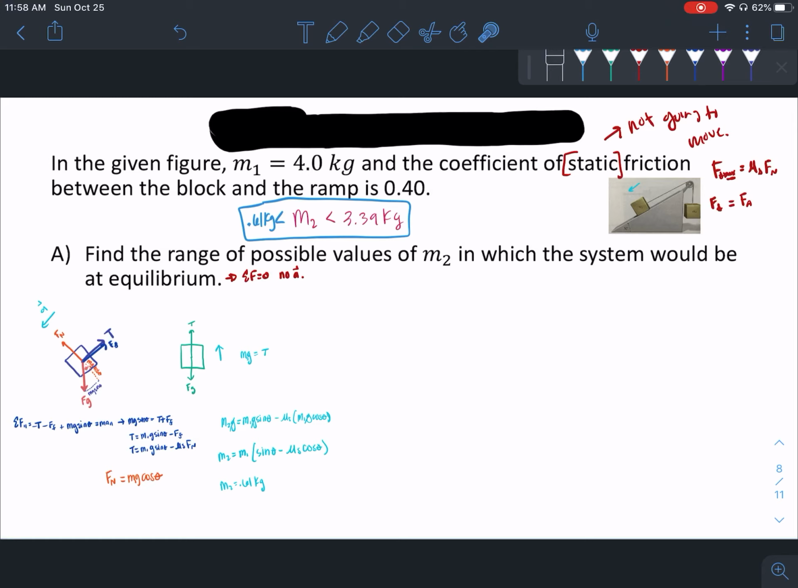We also did the opposite: what mass does this need to be? How heavy does it need to be to be able to pull the block up the ramp? And that would be that critical point. So M2 needs to be between these in order to get there.